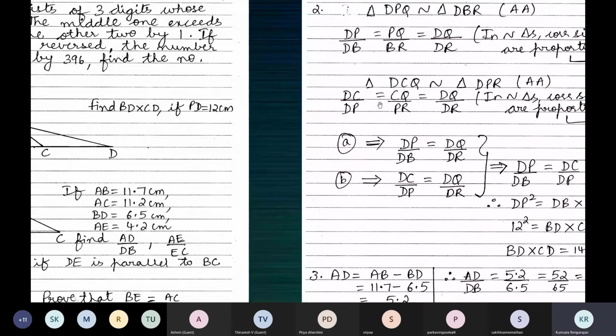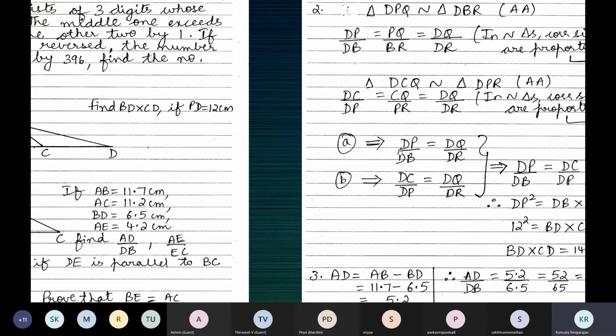And in this proportion, dQ by dR is common in both. So we write dQ by dR. And now between these two, because this has DC, we need to find BD into CD. CD is DC. So we go ahead with this ratio: DC by DP is equal to dQ by dR.